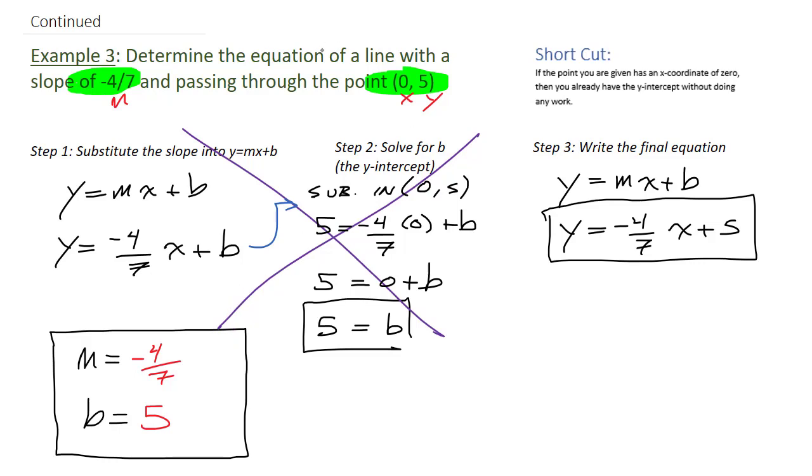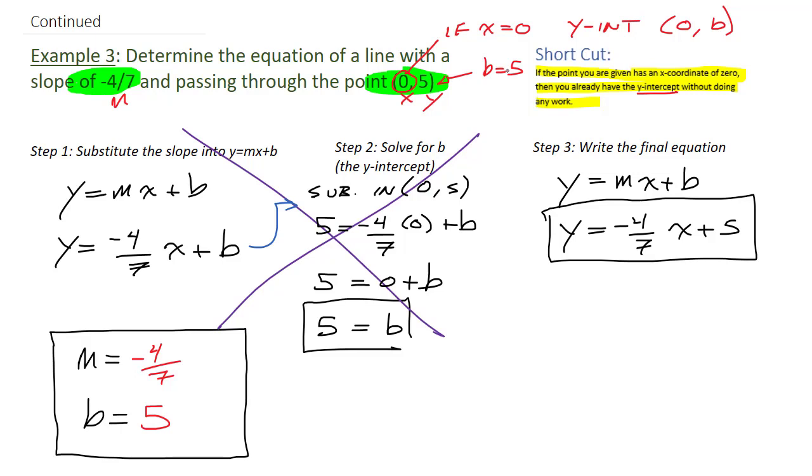Anytime you're given a point where the x coordinate is 0, only if the x coordinate is 0, that is the coordinate of our y-intercept. That's the definition of a y-intercept. The y-intercept is always when x is 0. The other number is b. So in the shortcut I wrote out here, if the point you're given has an x coordinate of 0, and it only works if it's the x coordinate that is 0, not the y coordinate, then you already have the y-intercept without doing any work. So in other words, I knew that b was going to be 5 automatically.